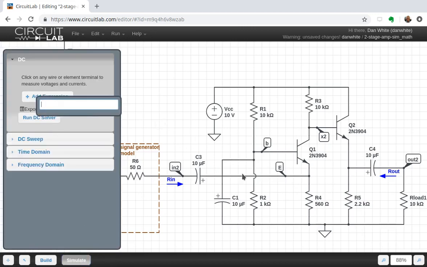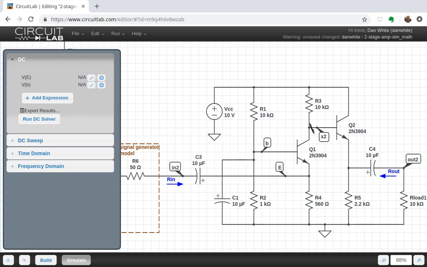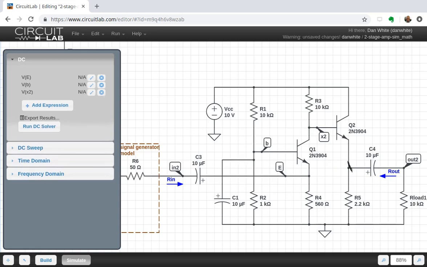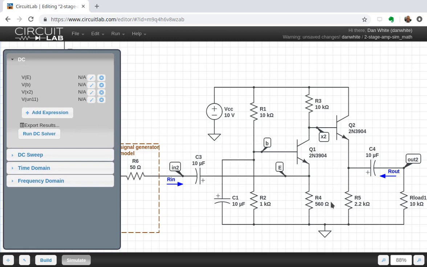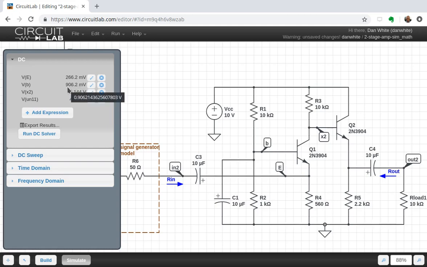I'm going to add the emitter voltage and the base voltage, this X2 here, and the emitter voltage, and those are all of the internal nodes. We're good. Since this is a SPICE simulation under the hood, we do need this zero, the circuit zero, for the simulator to go. All right, simulated that. The base of transistor number one is 906 millivolts, and the emitter is 266 millivolts, so 0.64 something volts is the base emitter voltage, the DC version. That's about what we would expect anyway.